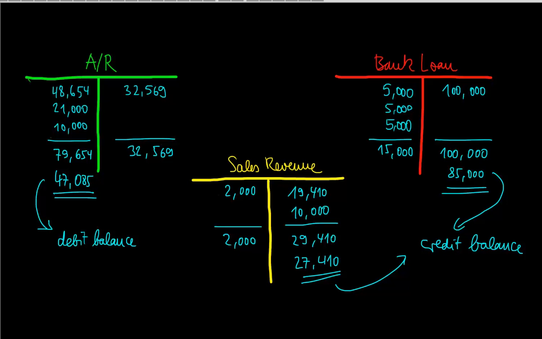Okay, and once again, verify that you can always see where the normal balance should be. The normal balance should be on the debit side for assets, for expenses, and for the dividend account. And the normal balance should be on the credit side for liability accounts, for revenue accounts, and for equity accounts.